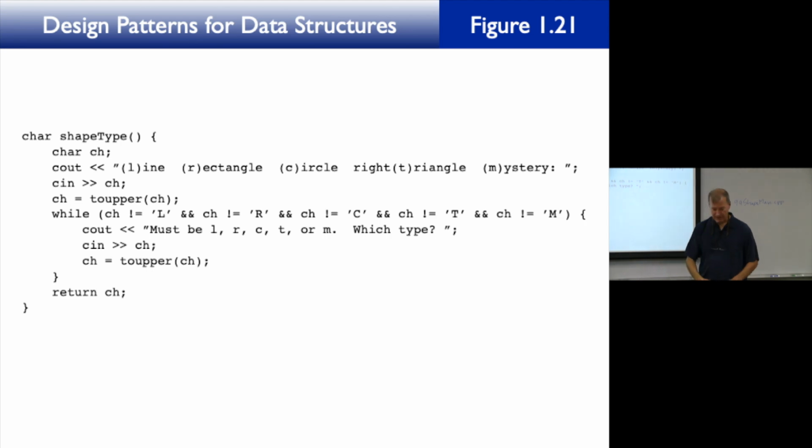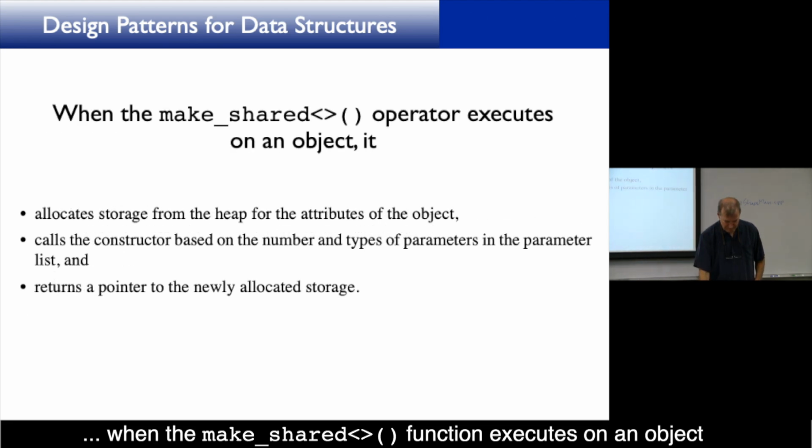Actually, this is the prompt for the shape type. And now, when the new operator executes on an object that has a constructor, we add an extra step. First, it allocates storage from the heap for the attributes of the object. Then, before it returns the pointer, it calls the constructor based on the number and types of the parameters in the parameter list. So this constructor gets called when you do a new. Is all this review? You've done constructors before?